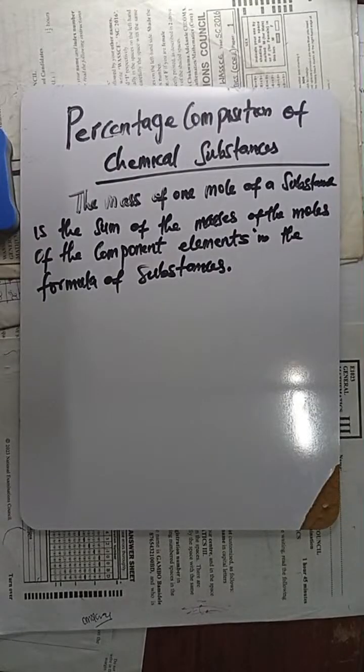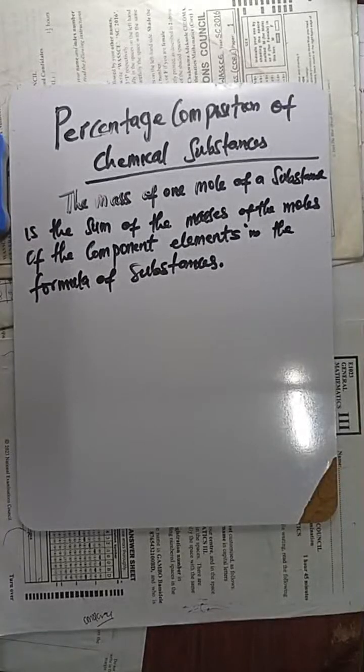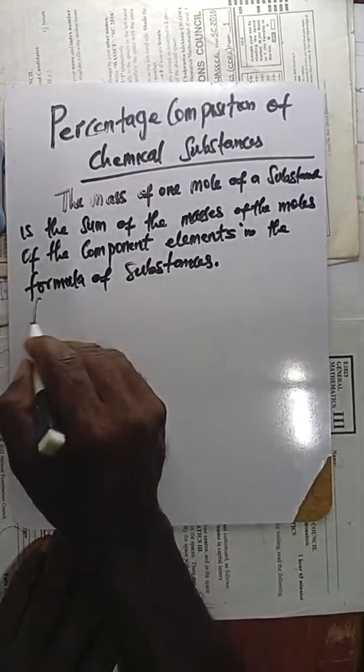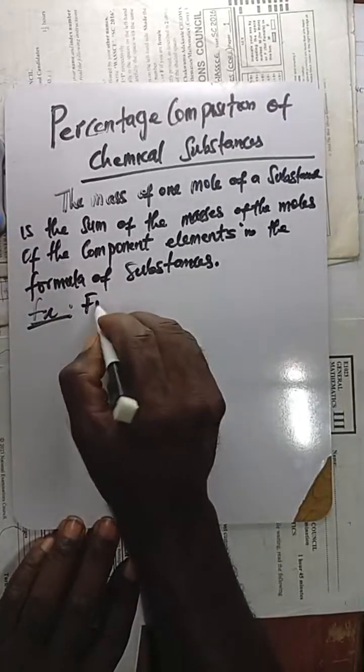the percentage composition. So now we would like to have many examples that speak directly to the percentage composition. It says the mass of one mole of a substance is the sum of the mass of the moles of the component element in the formula of the substance. So what exactly are they really talking about? Let's have an example.